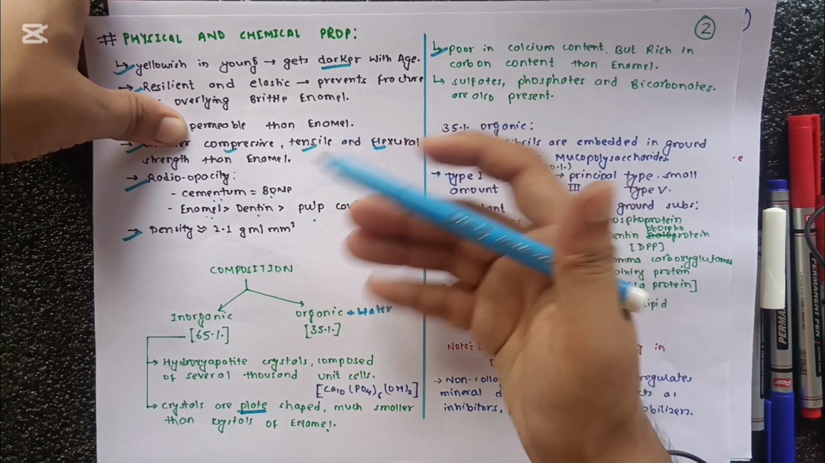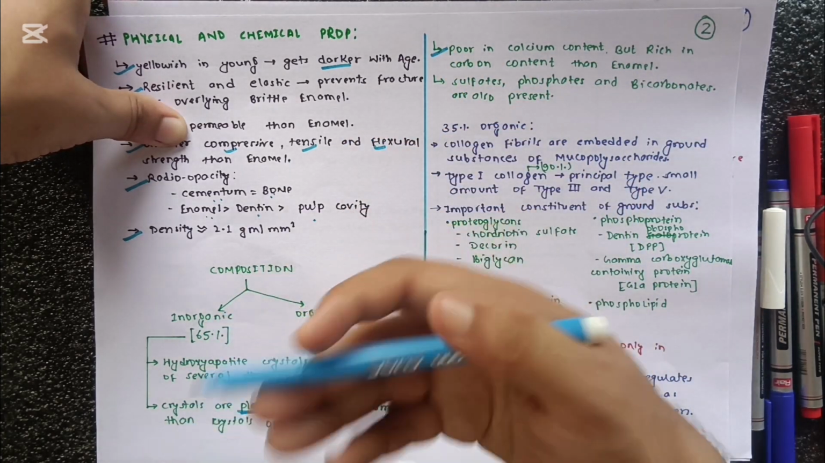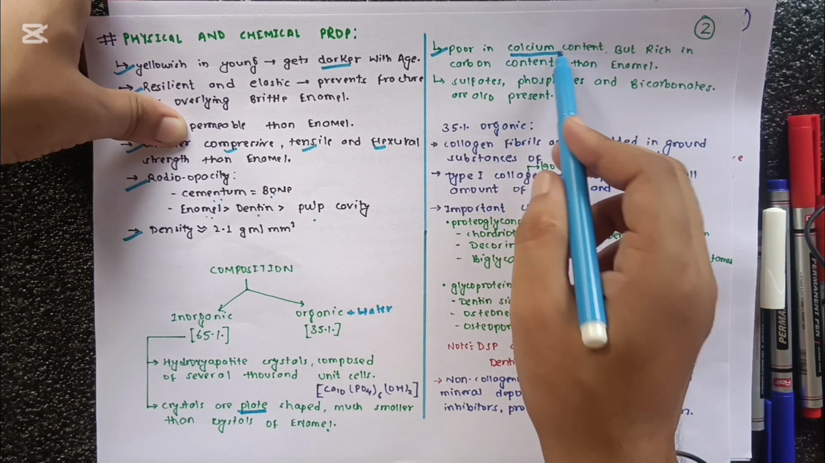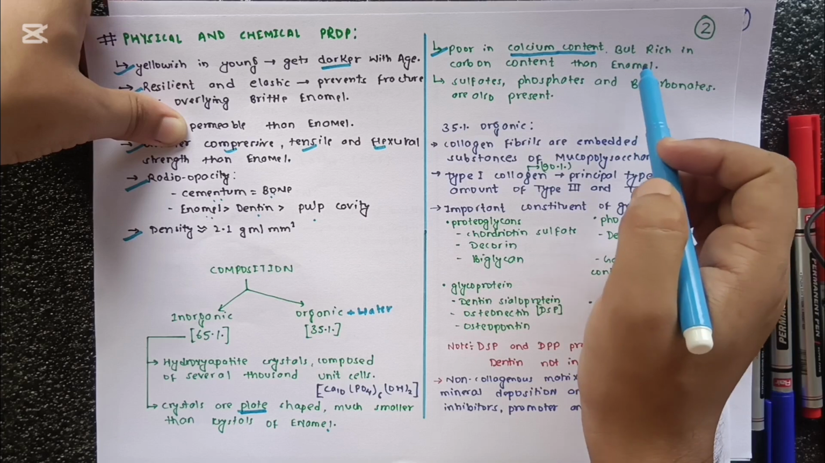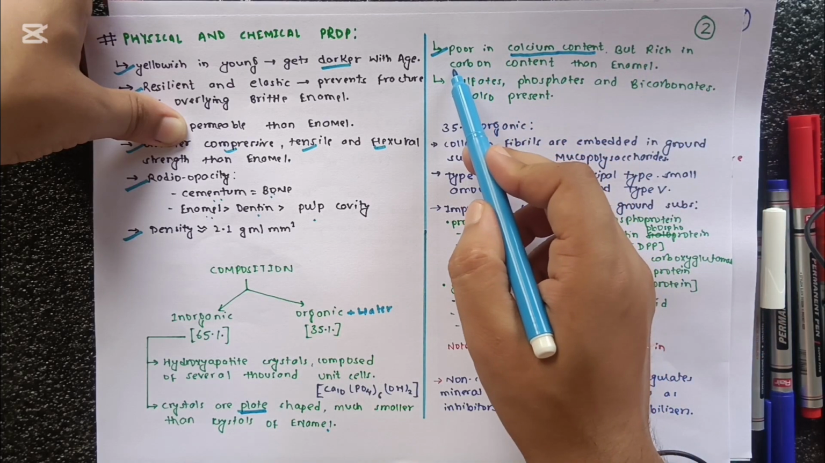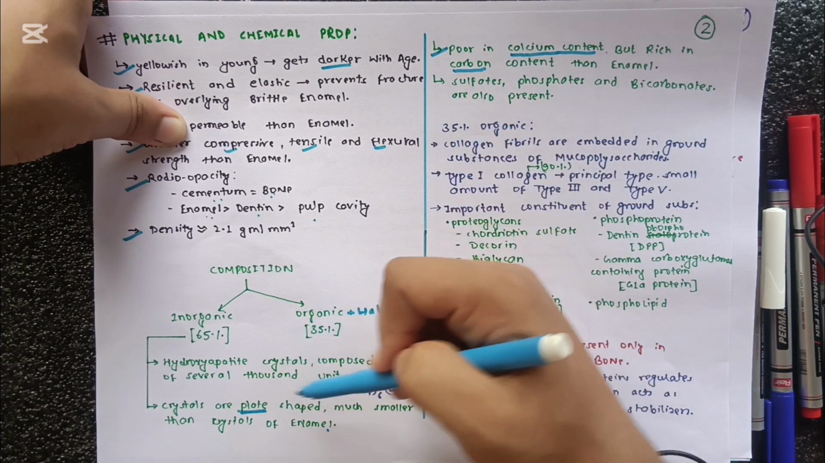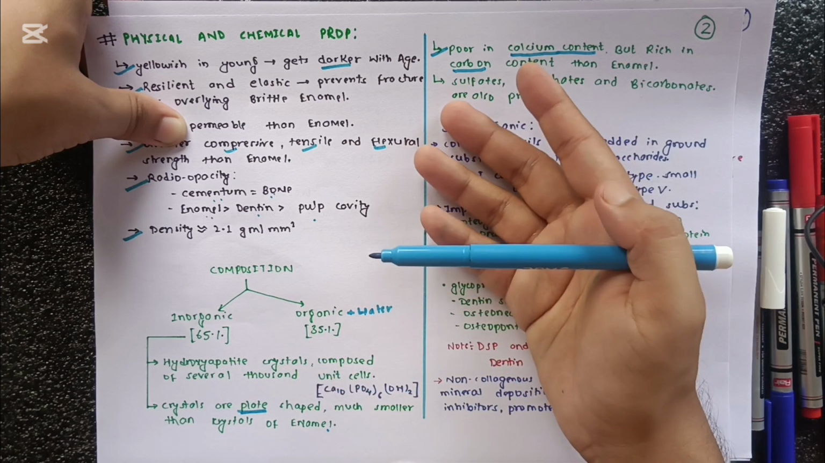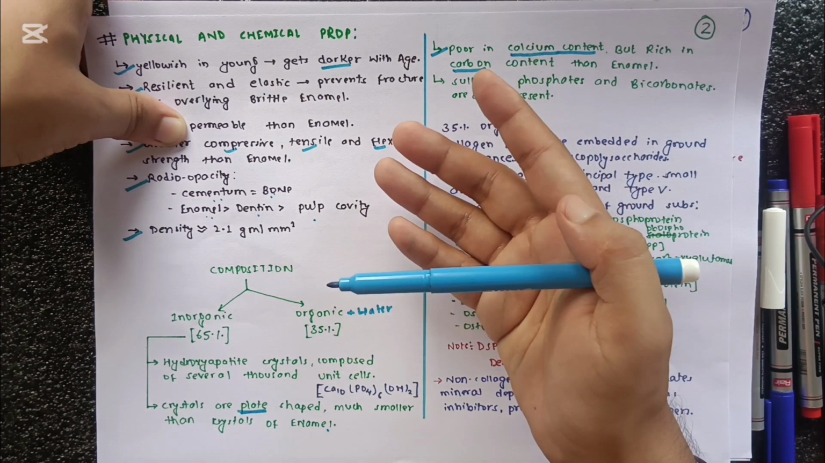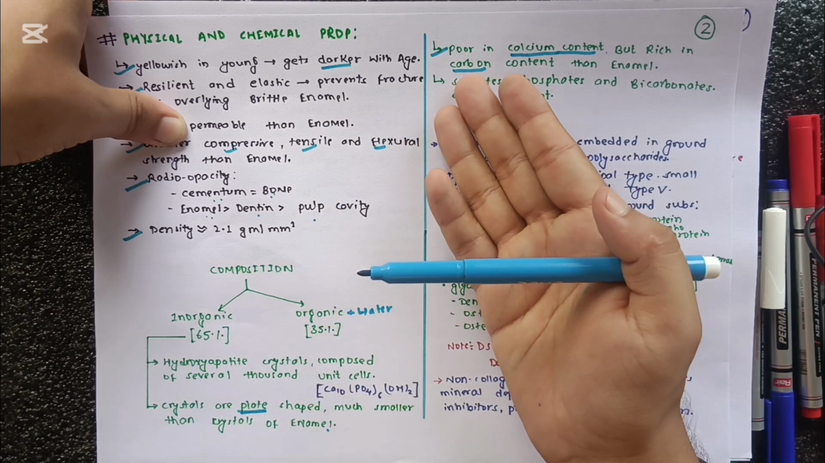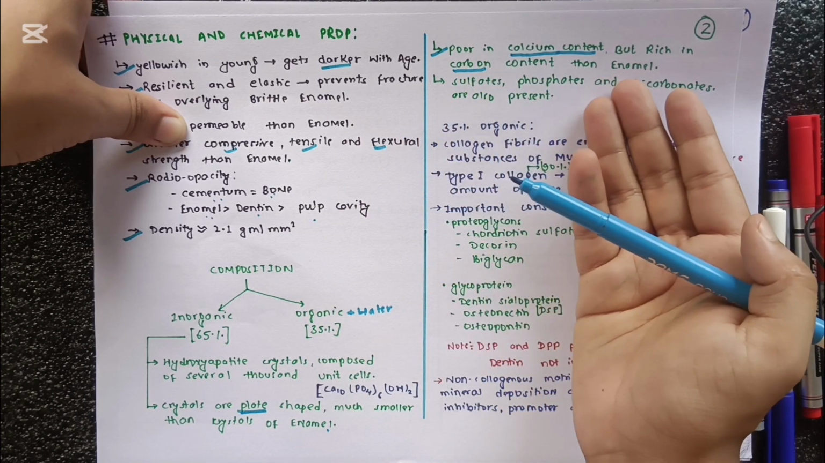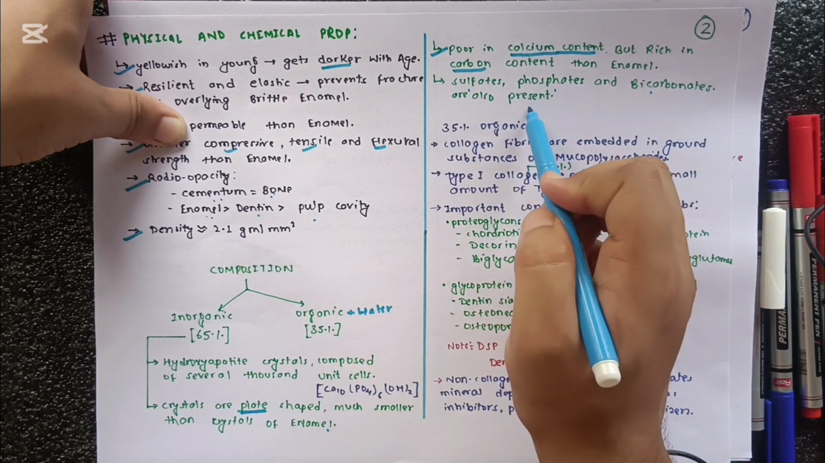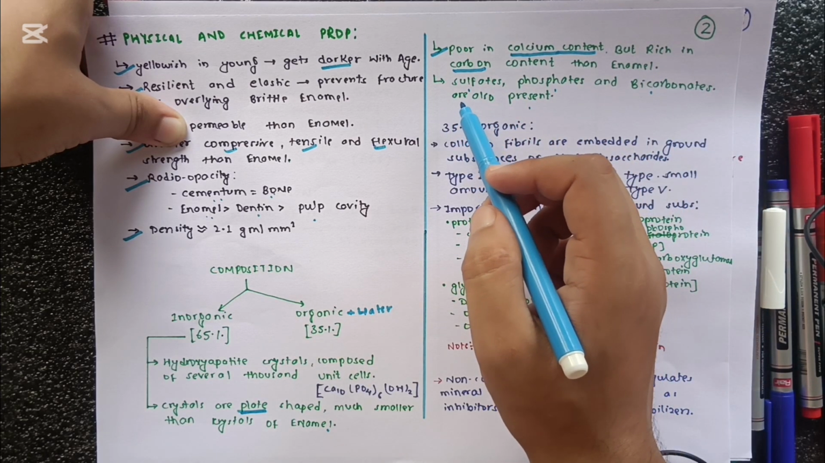So in dentin, the hydroxyapatite crystal has poorer calcium content, but it is higher in the enamel, and dentin is rich in carbon content. As there is more organic constituent, you can remember that as the organic constituent is present higher in the dentin, there is a larger amount of carbon content than the enamel. Similarly, phosphates and bicarbonates are also present in the dentin.